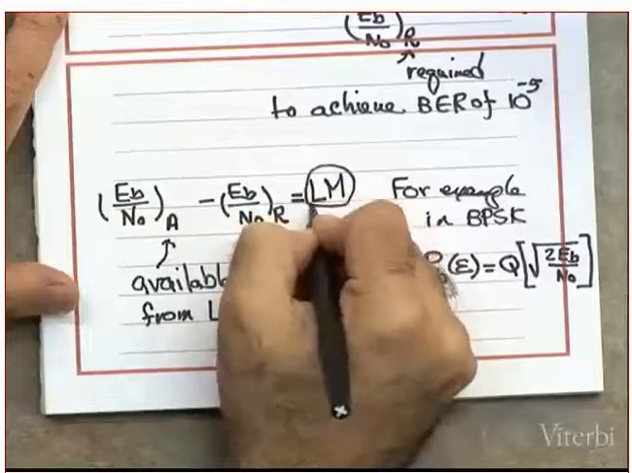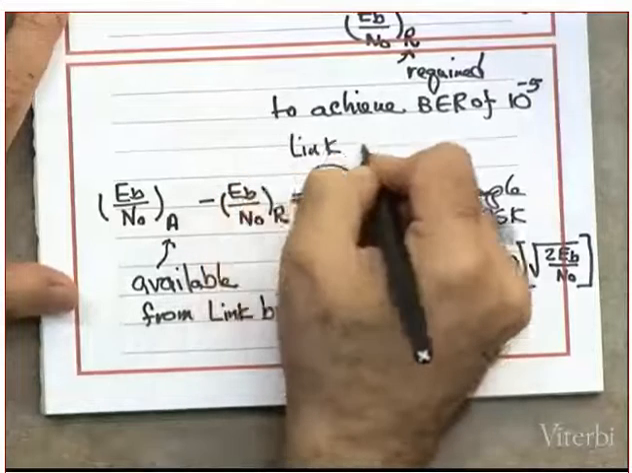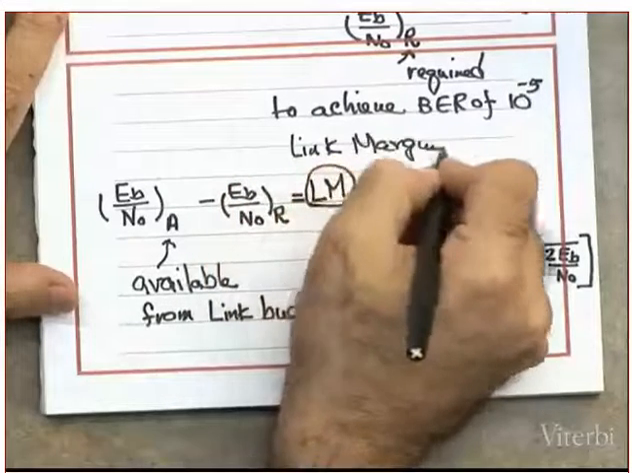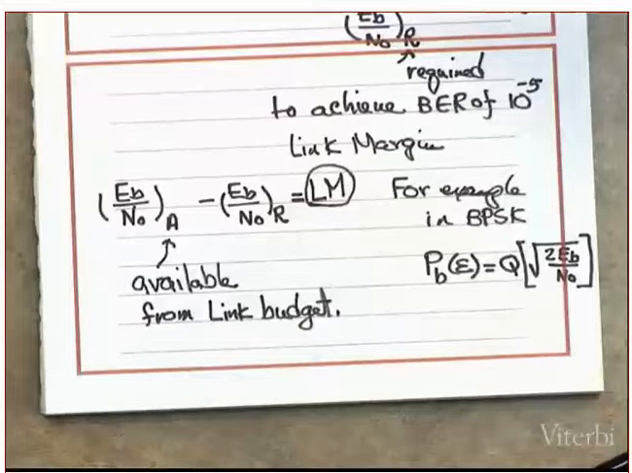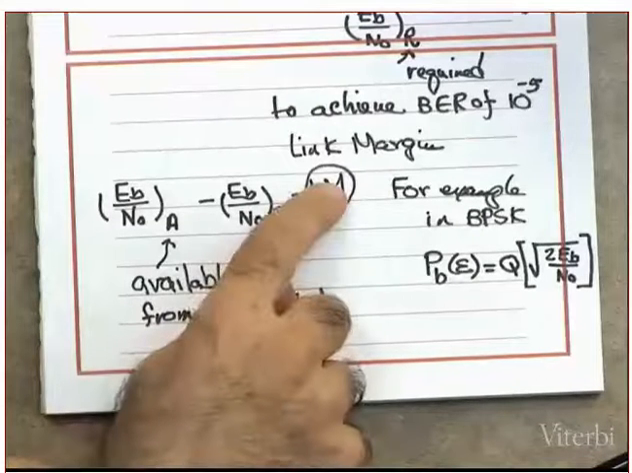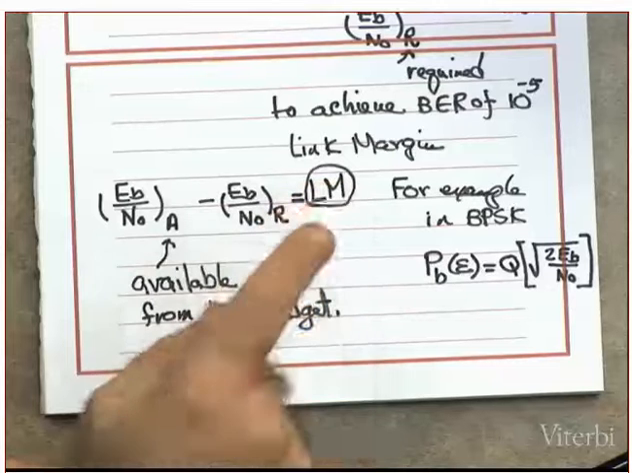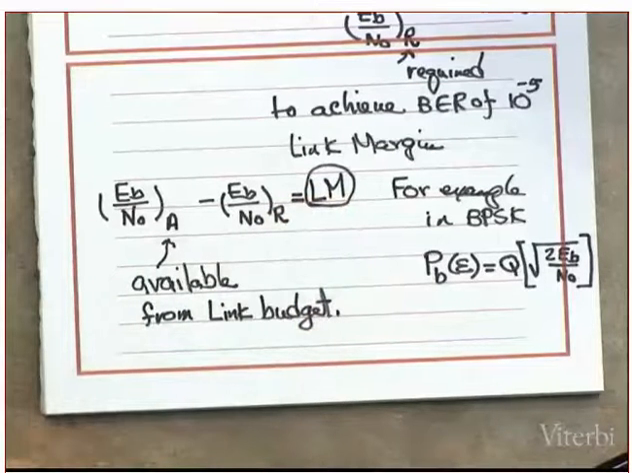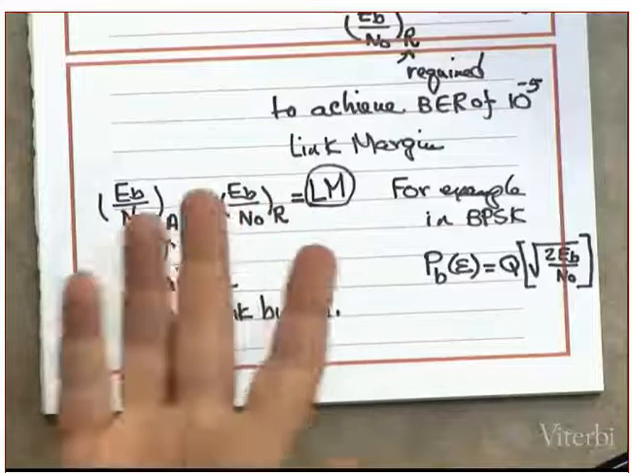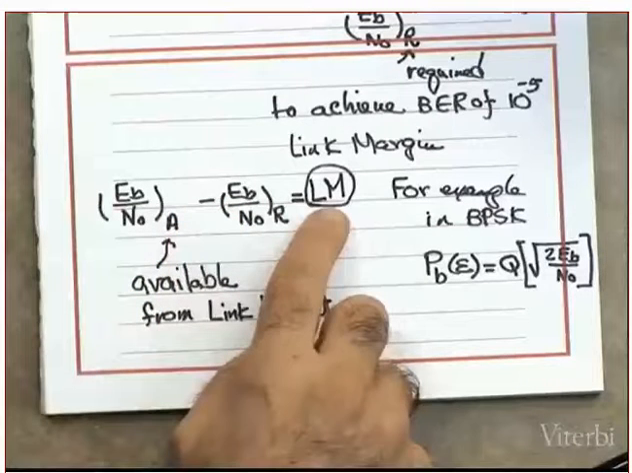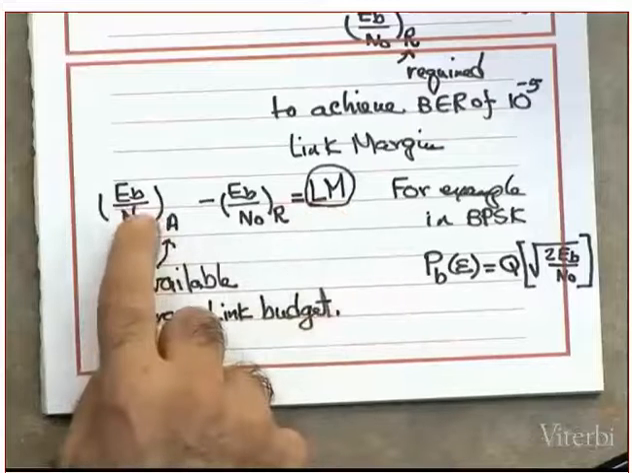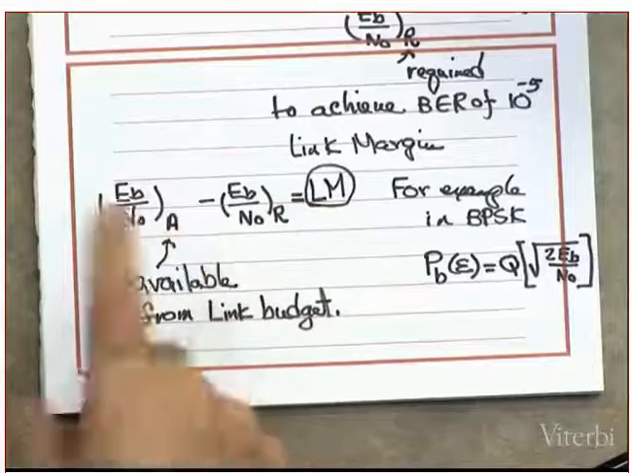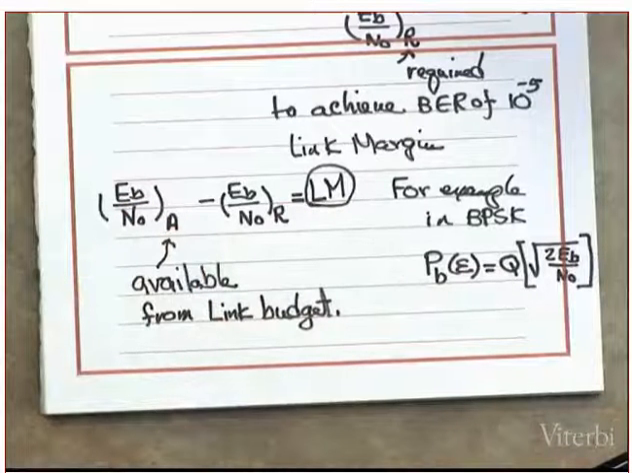What does LM stand for? Link margin. Clear? That needs to be positive. Now you might say, Professor, can I make the link margin 20 dB? It's not a game. If you are making this 20 dB or even higher, it means that you are spending too much power for no reason. Are you following me or not?